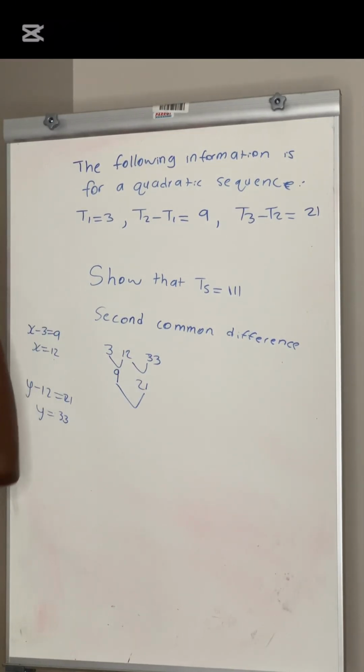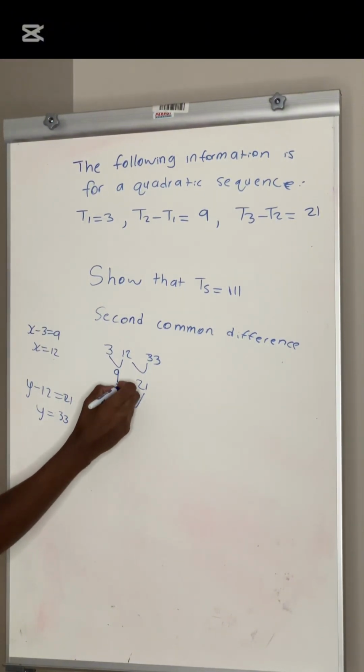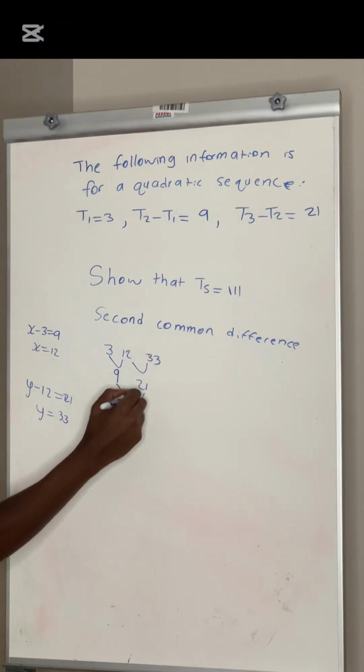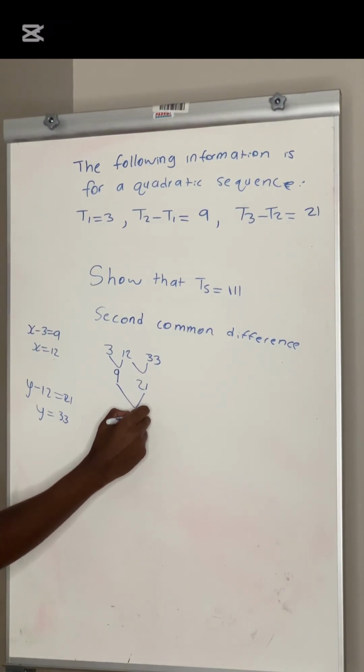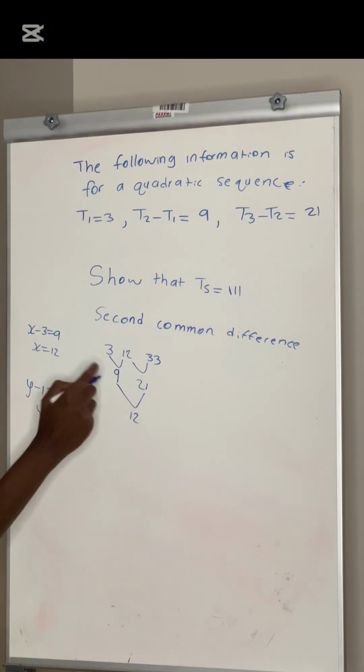Now we can find our second common difference. We only have our first difference. Now let's find the second common difference. So 21 minus 9 is supposed to get 12. So the second common difference is 12.